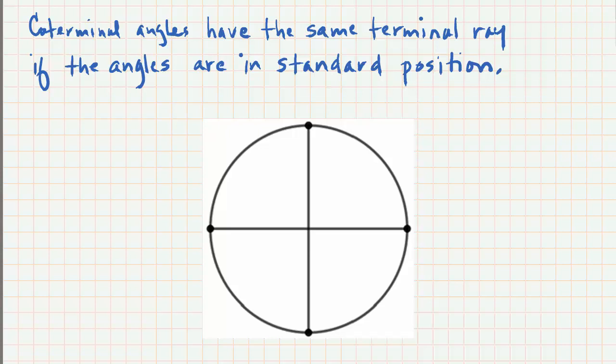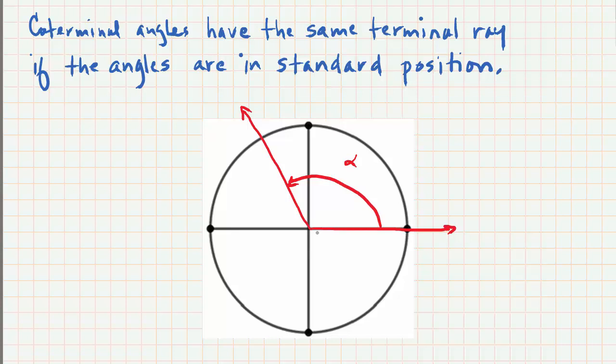Coterminal angles have the same terminal ray, assuming the angles are in standard position. Remember that standard position simply means that the initial ray is on the positive x-axis. So let's draw a random angle alpha. We'll assume that this is the angle alpha, rotating counterclockwise from the initial ray to the terminal ray.